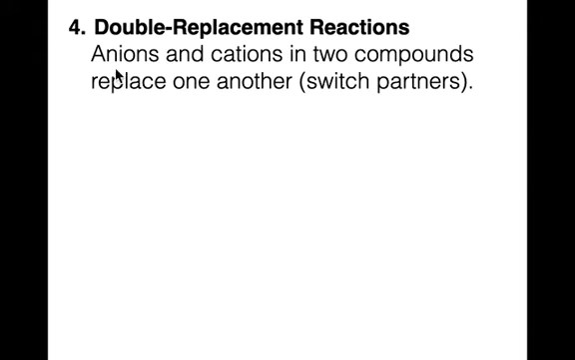Okay, and then double replacement reactions. For a double replacement reaction, anions and cations in 2 compounds replace one another. They switch partners. Okay. So the A and B trade partners. So it's kind of like going out on a double date, and you can kind of guess where that's going to go.